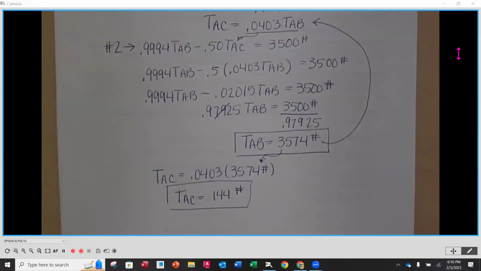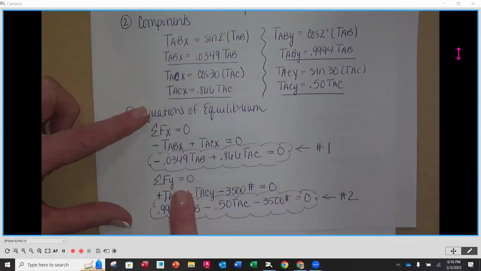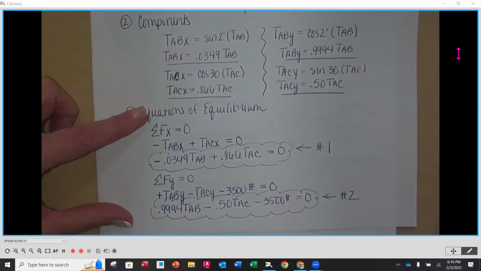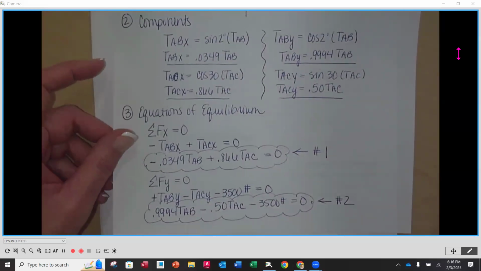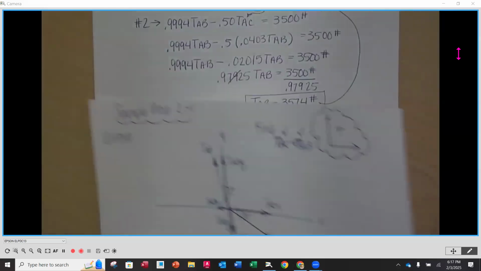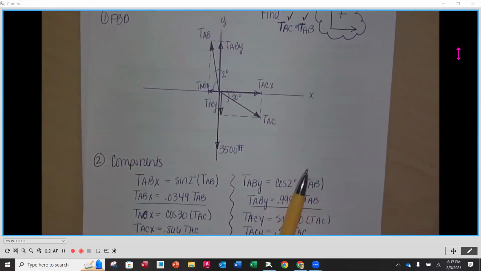The real key here is recognizing equilibrium, using these 2 equations of equilibrium: the sum of the forces in x equals 0, the sum of the forces in y equals 0, and then solving for, in this case, we were able to use a substitution method to solve for any unknowns. All right. Any questions on that one? Good.